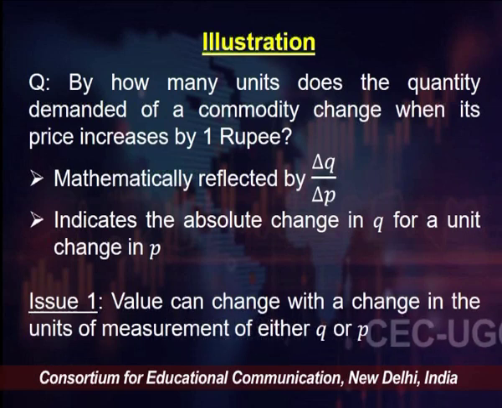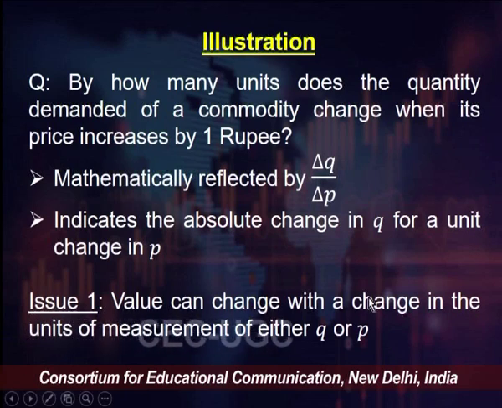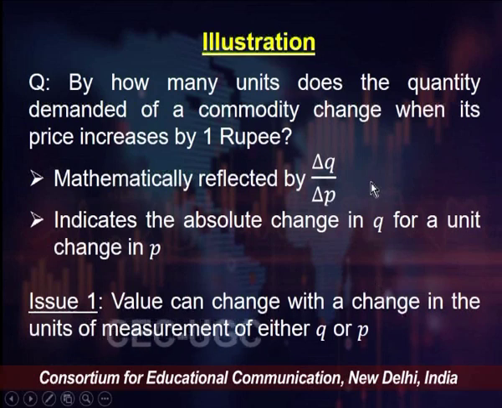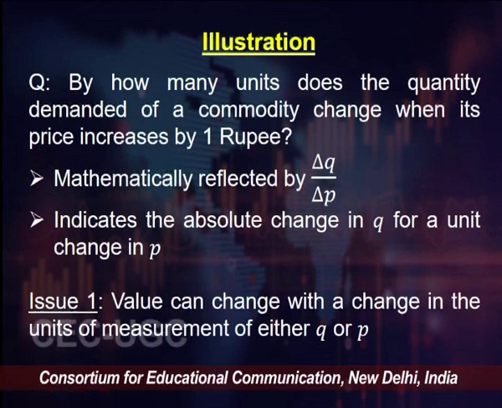Now, mathematically, this question would be answered through the expression delta Q, change in Q, divided by change in P, because this then tells us the absolute change in Q, the number of units by which quantity demanded of a commodity will change for a unit change in P. So that is what delta Q by delta P is reflecting. Now, this is one of our proposals. Let's suppose we propose this as a measure of responsiveness.